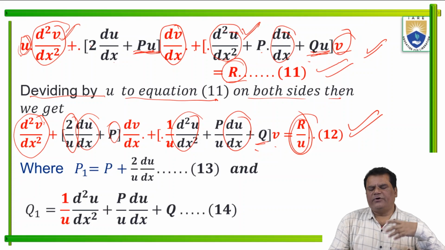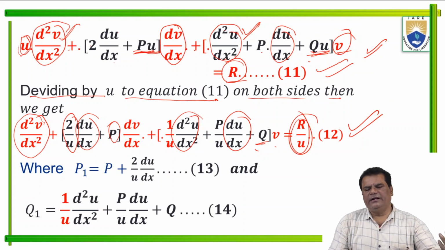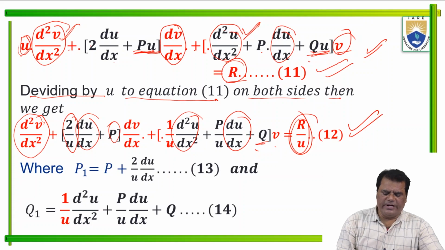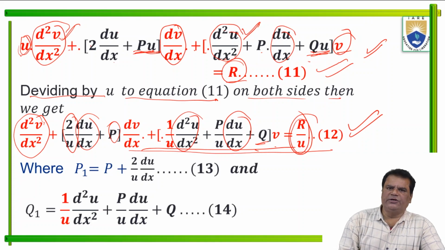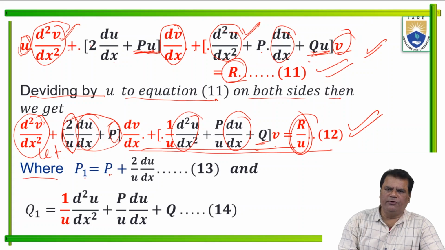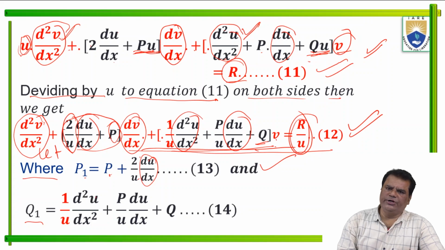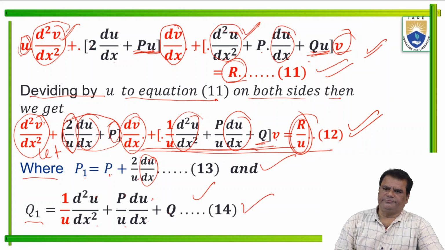After verifying with the help of our considered solution to the given general differential equation 1, we get the final result, equation 12. This is the final result. This is a second order differential equation in v. Now let P1 equal to p plus 2 by u du over dx. This is equation 13, the coefficient of dv over dx. Next, the coefficient of v is q1. Q1 we are considering as 1 upon u d2u over dx2 plus p by u du over dx plus q. This is q1, equation 14.